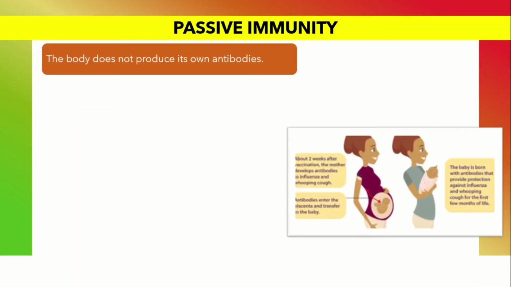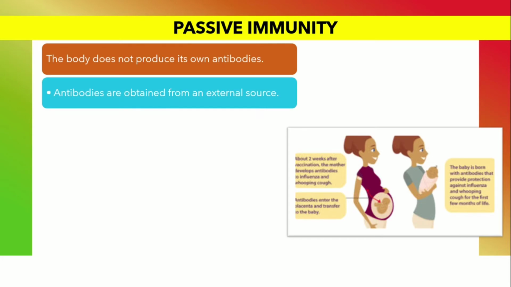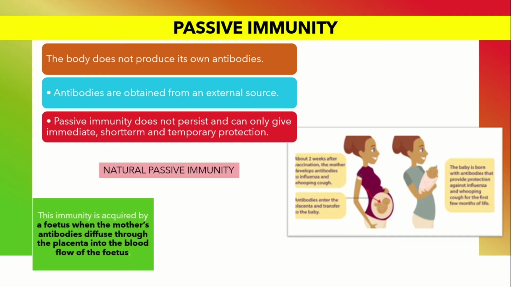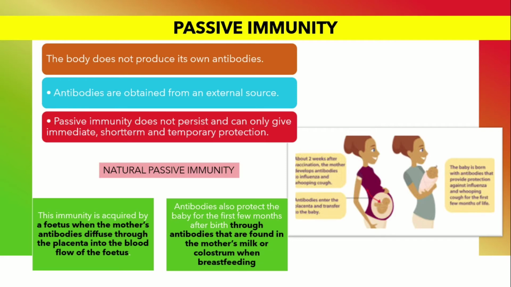Passive immunity. The body does not produce its own antibodies. These antibodies are obtained from an external source. Passive immunity does not persist and can only give immediate, short-term and temporary protection. For example, natural passive immunity is acquired by a fetus when the mother's antibodies diffuse through the placenta into the blood flow of the fetus. The second example, antibodies also protect the baby in the first few months after birth through the antibodies found in the mother's milk or colostrum when breastfeeding.